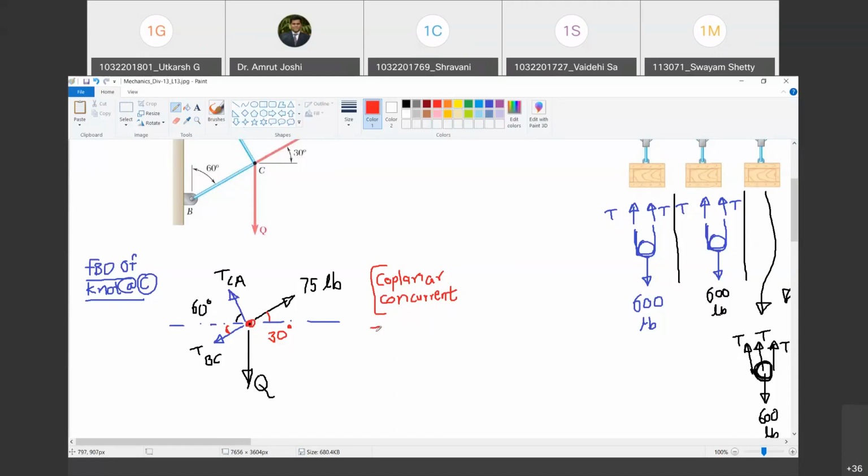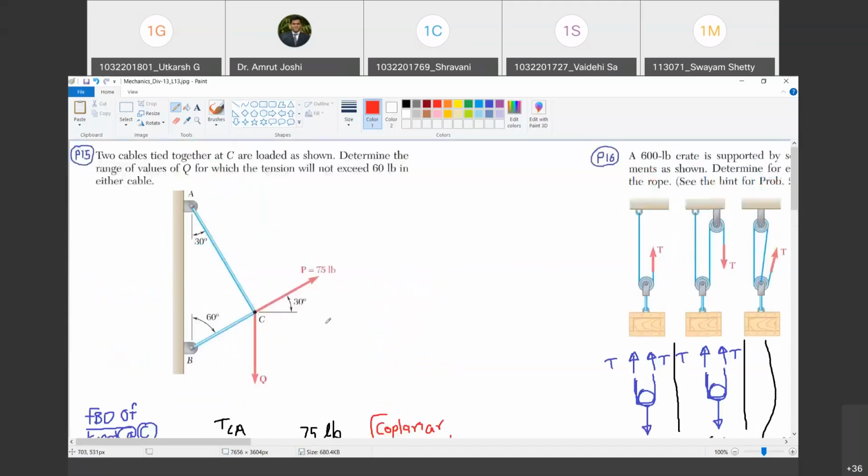So how many equations do I have? Only two equations: summation Fx equal to 0 and summation Fy equal to 0. Other equations of equilibrium are trivial. They are not going to help us in solving for unknowns. Are you with me? So we have two equations and three unknowns, a peculiar condition.